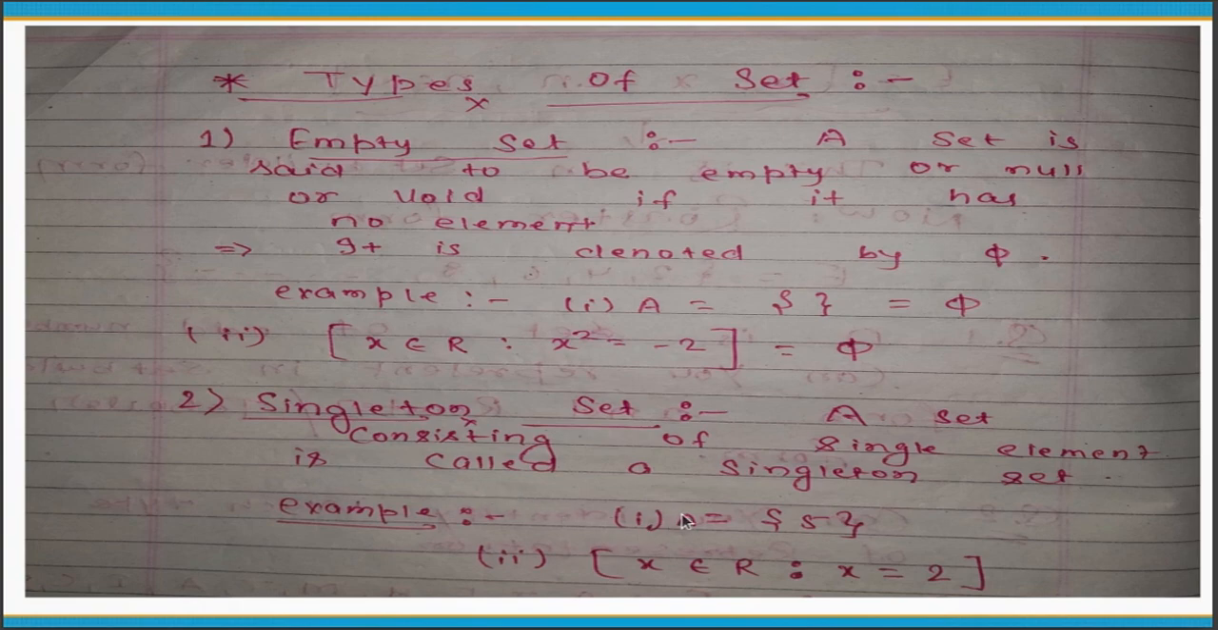For example, A equals {5}. Here there is one element in this set. Now the second example is {x such that x belongs to the real numbers and x equals 2}. 2 is the only element of this set, so it is a singleton set.